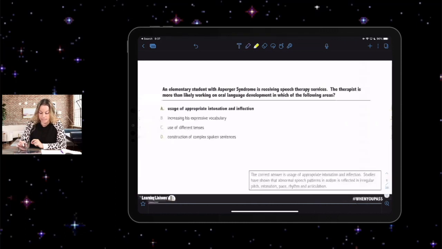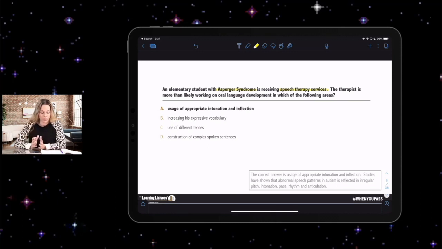So again, we're going to break down what the question is specifically asking. So in this case, they have a specific disability that we're looking at, which is Asperger syndrome, which we know is on the autism spectrum. So when we're talking about students with autism and primarily with Asperger syndrome, many of our students are going to be receiving some type of speech therapy service. Well, what is this going to be focused on?